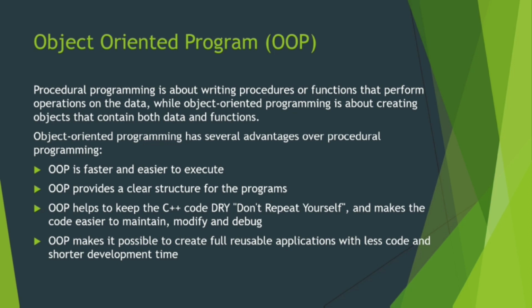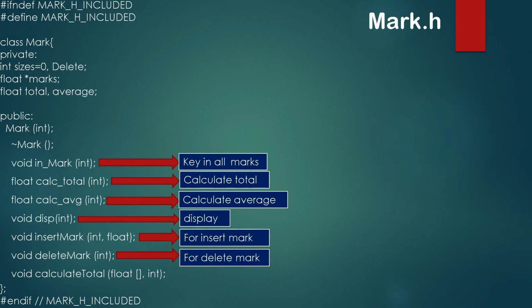OOP is faster and easier to execute. Next point, OOP provides a clear structure for the program. Third point, OOP helps to keep C++ code DRY. It means don't repeat yourself, and makes the code easier to maintain, modify and debug. Next point, OOP makes it possible to create fully reusable applications with less code and shorter development time.